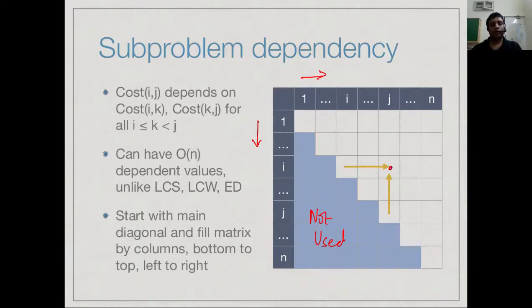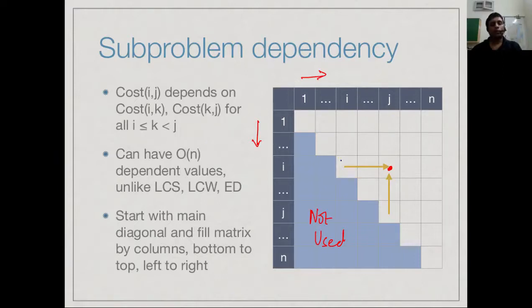And now if we are trying to compute the position ij, then we will need cost ik, that is, in this row we will need values for smaller values than j, and we will need values of the form kj, in this column. So we will need the values below and to the left with respect to the diagonal.